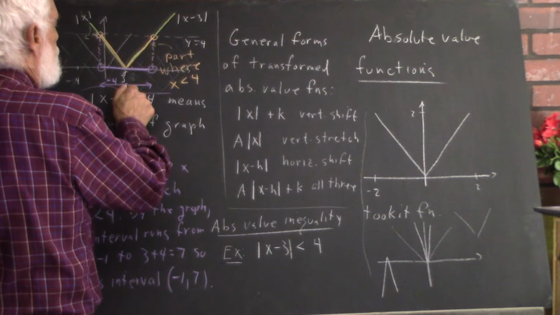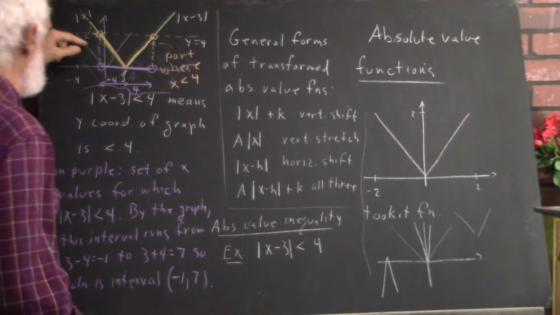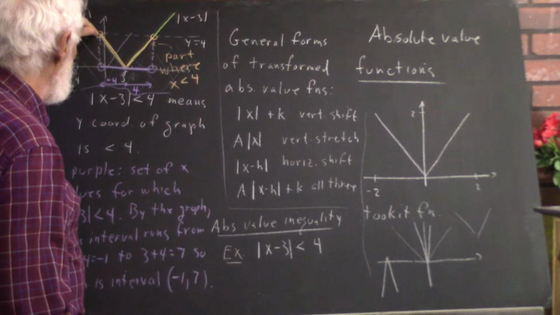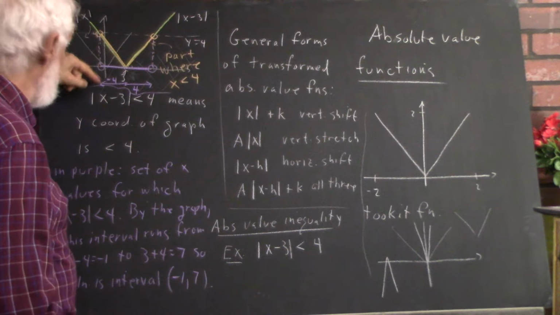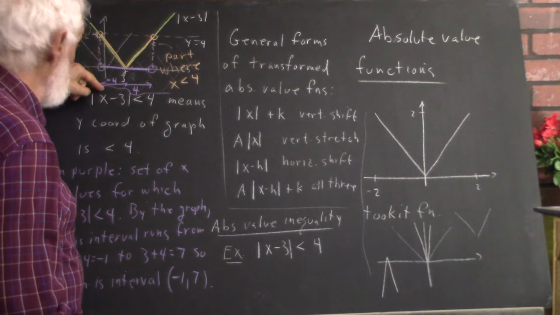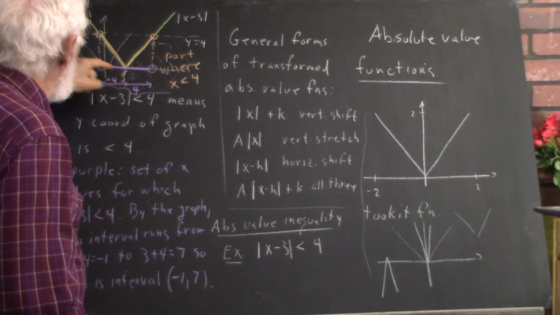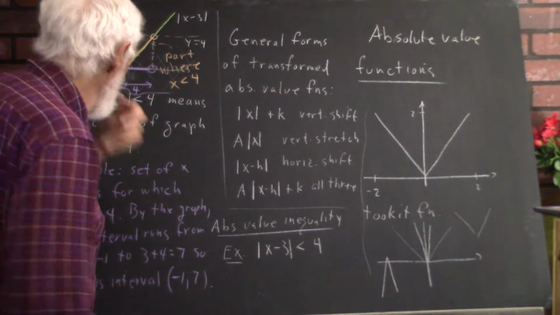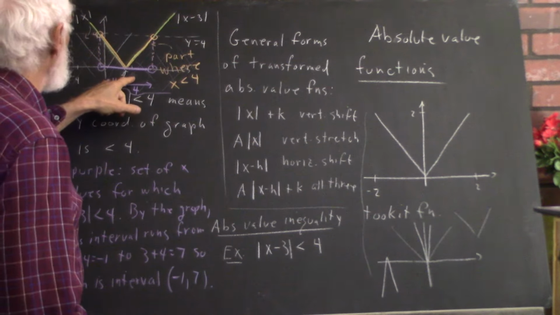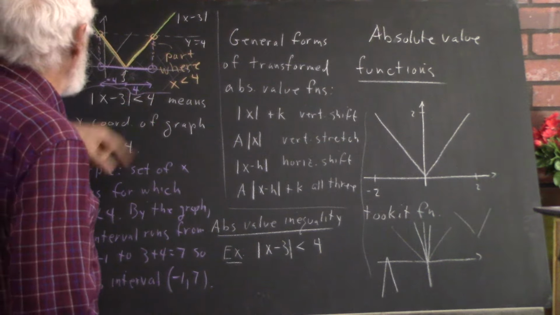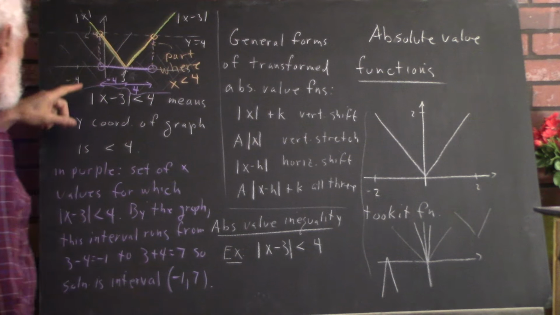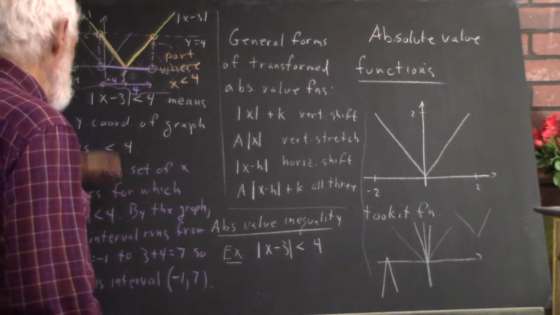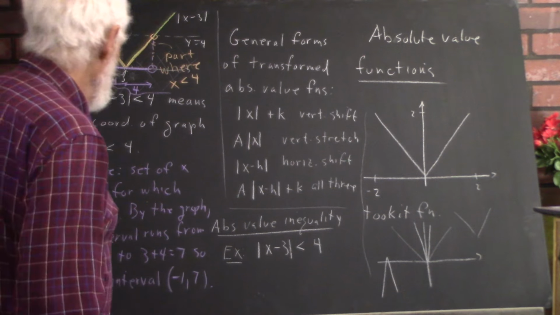So from here to here, the distance is 4. Similar argument on this side. Now the slope is -1, so a rise of 4 would correspond to a run of -4. So here's your -4. Okay, so we can see that the purple interval, which represents all the solutions of this inequality, runs from 3 minus 4 to 3 plus 4. Okay. Now there's some comments here, but that's the way it comes out.